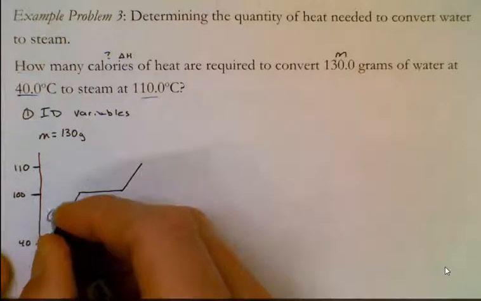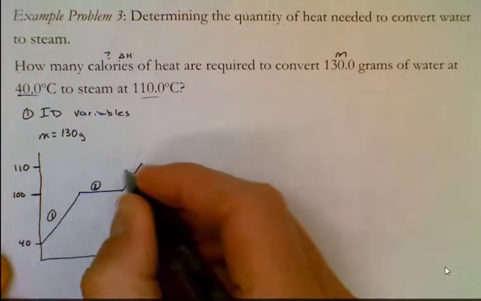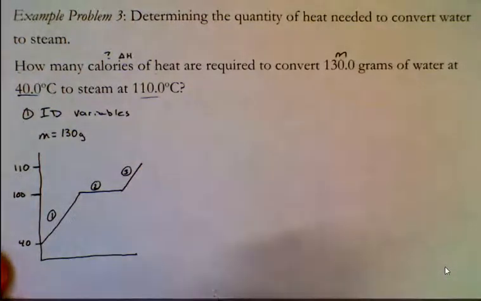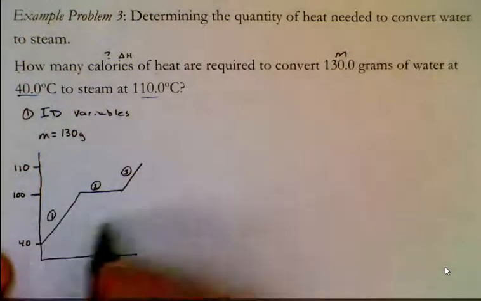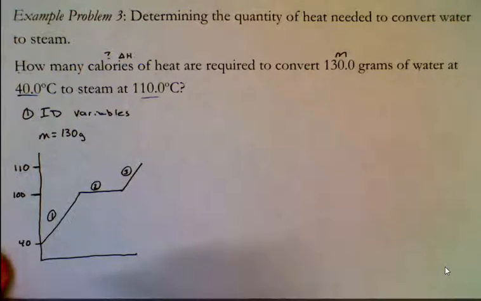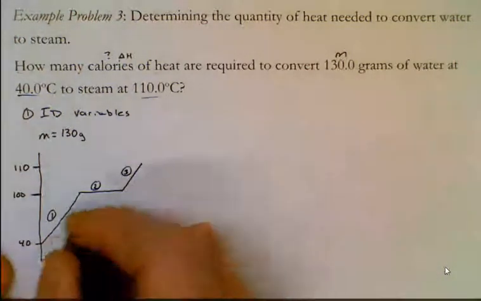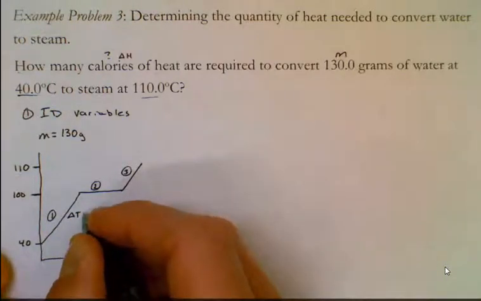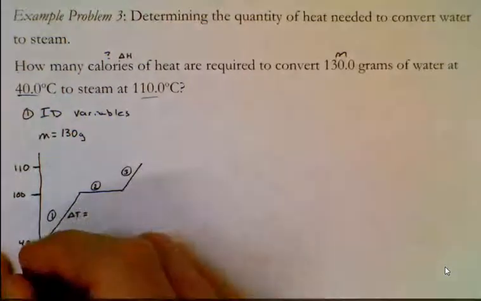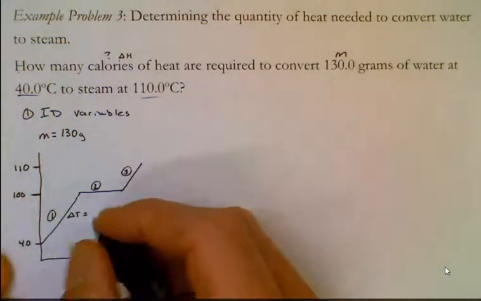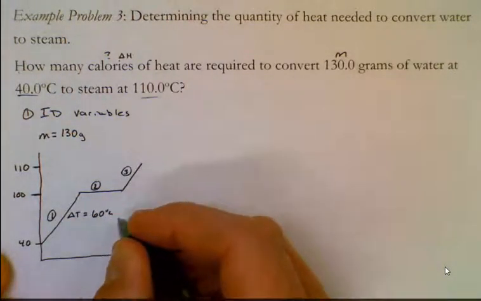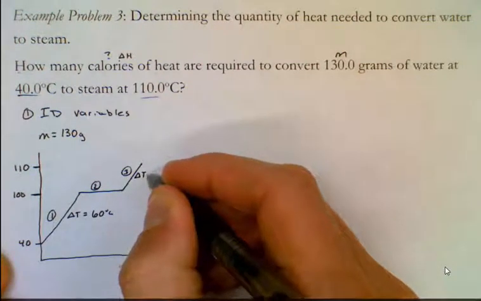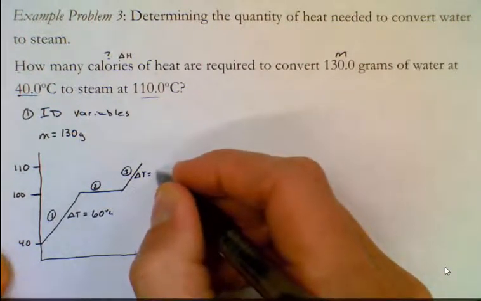Label your graph 1, 2, 3, which means there's going to be 3 different math problems. Most of the problems that we have with a phase change graph are going to have odd numbers, either 3 or 5, so keep that in mind. Then for the sloped portions of your graph, the diagonal portions, figure out your delta T's. Remember, during the diagonal portion, the temperature is changing. 100 minus 40 is 60. And then for phase 3 of our graph, delta T is 110 minus 100, which is 10 degrees C.